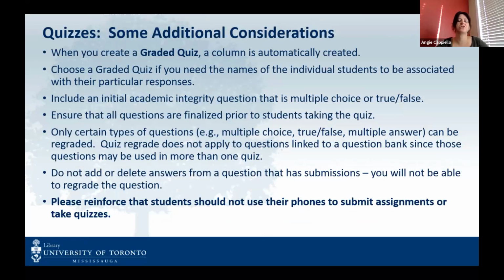So some additional considerations on quizzes. When you create a graded quiz, a grade column is automatically created. If you need the names of the individual students, you're looking to have a graded quiz. And you want to include an initial academic integrity question. It could be multiple choice or true or false, and you want to make that out of 0. And you want to make sure questions are finalized, of course, and use the preview function to test them.